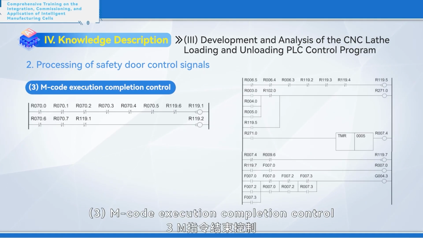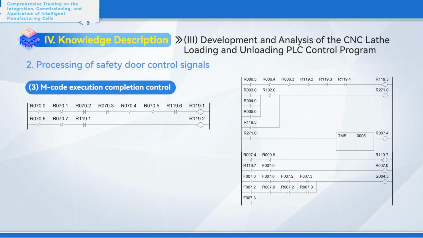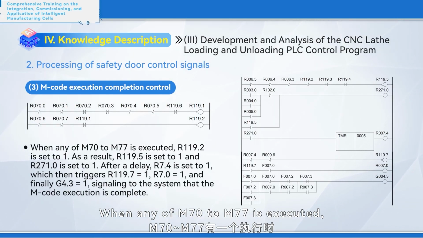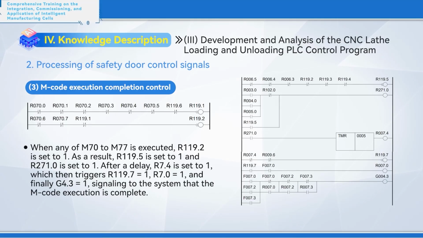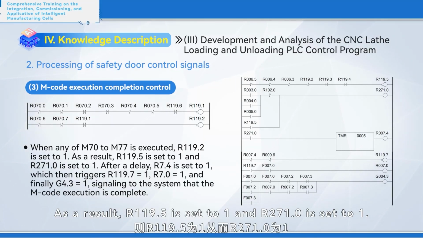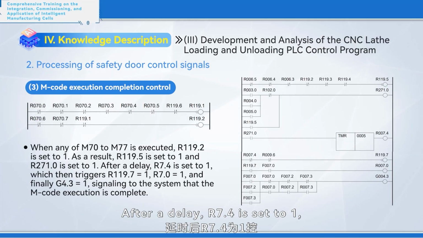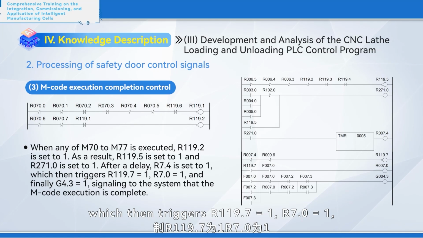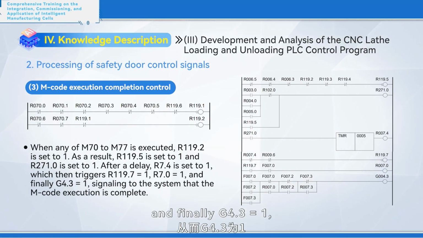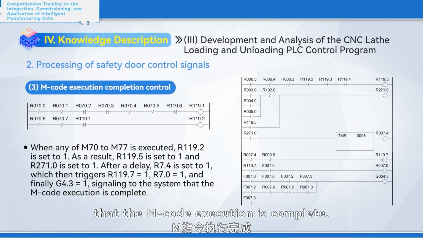3. M-code execution completion control. When any of M70 to M77 is executed, R119.2 is set to 1. As a result, R119.5 is set to 1 and R271.0 is set to 1. After a delay, R7.4 is set to 1, which then triggers R119.7 equals 1, R7.0 equals 1, and finally G4.3 equals 1, signaling to the system that the M-code execution is complete.